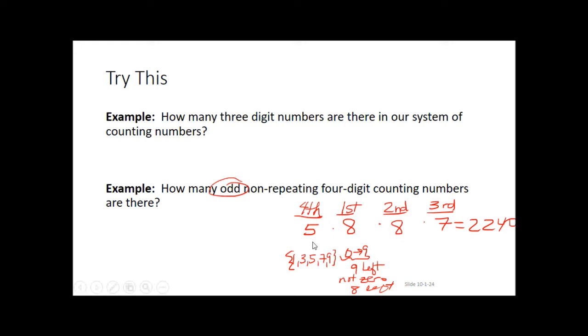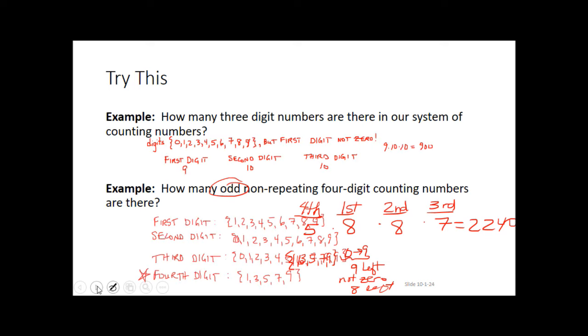Okay, any specific questions about that one? Okay, so that one's pretty tough, but I wanted you to see what possible scenarios can come up.